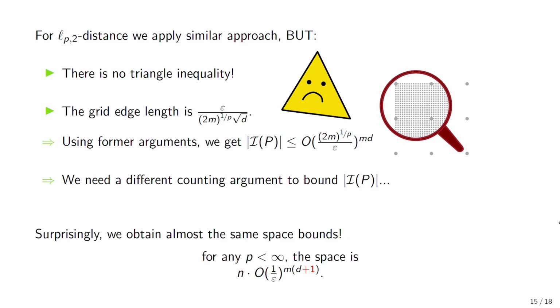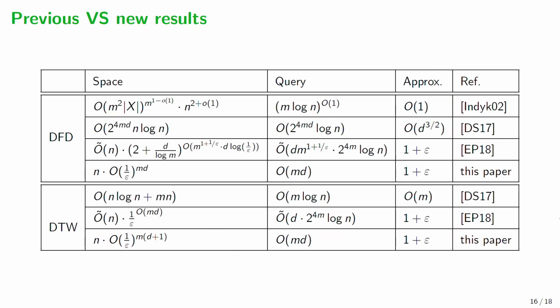Surprisingly, we obtain almost the same space bounds. For any finite p, there is only this additional +1 here in the stored space. Some of the previous solutions were also applied to dynamic time warping. But again, either with a large approximation factor or with an exponential query time. Our algorithm has a 1 plus epsilon approximation factor and linear running time.